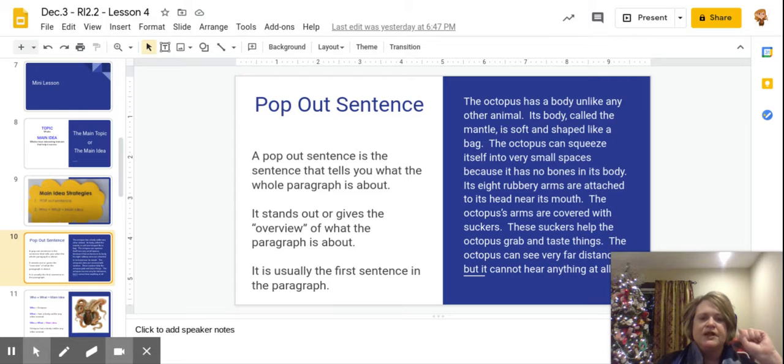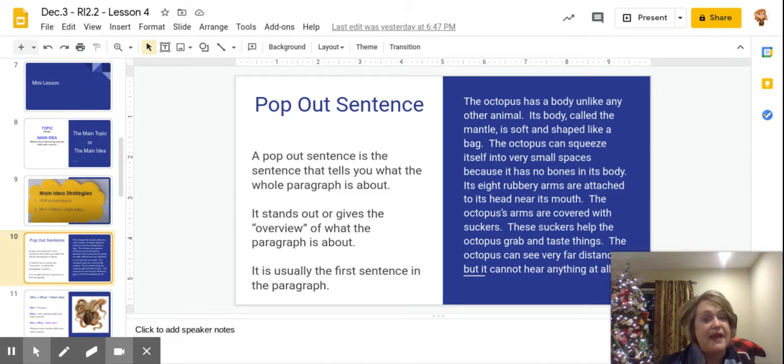Let me show you. On the side, I have just a little paragraph about an octopus. It says the octopus has a body unlike any other animal. So if I'm telling myself the first sentence is my pop-out sentence, the octopus has a body unlike any other animal, then the rest of this paragraph should talk about the octopus body. Let's see if it does.